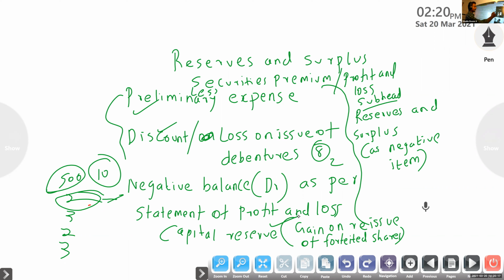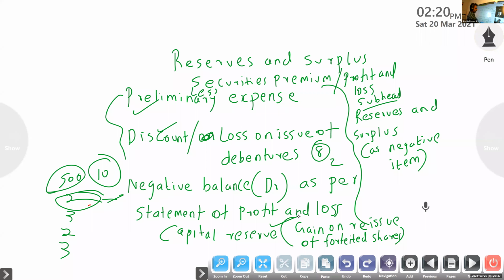That is capital reserve. You will study in detail in the accounting for share capital chapter, in forfeiture of shares and the reissue of forfeited shares. Journal entry. Clear now? That is capital gain on reissue of forfeited shares. That comes under reserves and surplus, not a negative item.